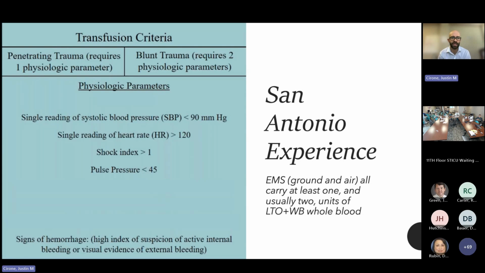But if either one of these were present in penetrating trauma, or two present in blunt trauma, pre-hospital ground and air paramedics had at least one, if not usually two, units of low titer O positive whole blood. And they were allowed to give that pre-hospital. As soon as they did it, they activated our highest level criteria, et cetera, et cetera. But having that blood running on arrival makes all the world of difference.